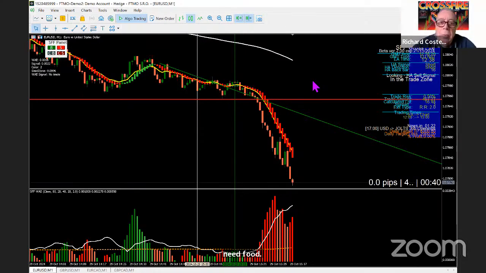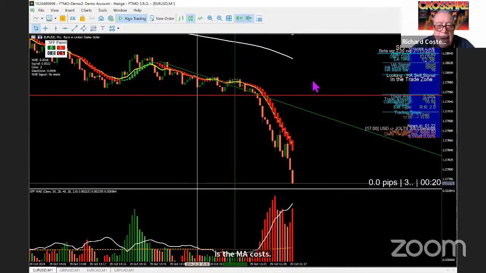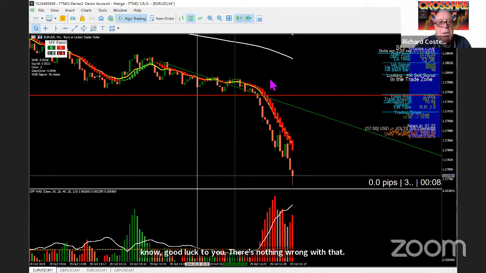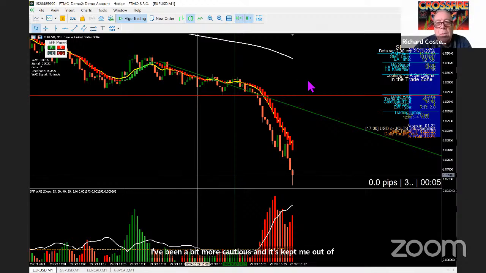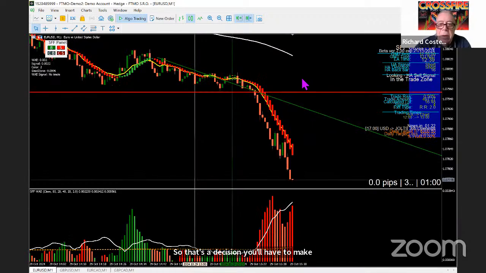Right. Okay. So that's a point worth noting, because of the 4 components within the trading assistant, the one that isn't always absolutely necessary is the MA cross. And you've taken 4 valid trades there without the MA crossover. Good luck to you. There's nothing wrong with that. I've been a bit more cautious, and it's kept me out of those 4 trades. So that's a decision you'll have to make. A decision everyone will have to make.